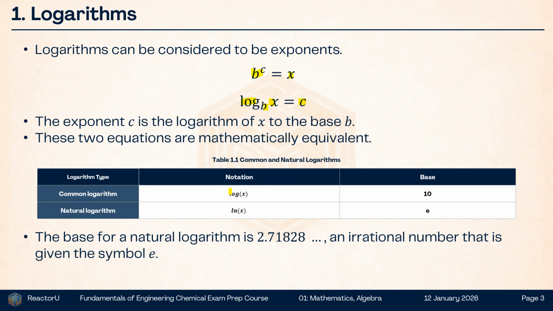Now we have two famous forms of logarithms. We have log, which is log x to the base of 10. And then we have this other form here, which is ln. ln is log x to the base of e. And this is the value of 2.71, an irrational number given the symbol e.